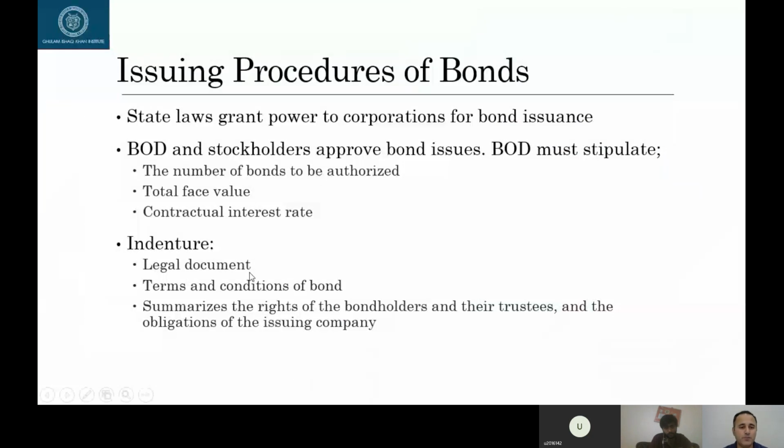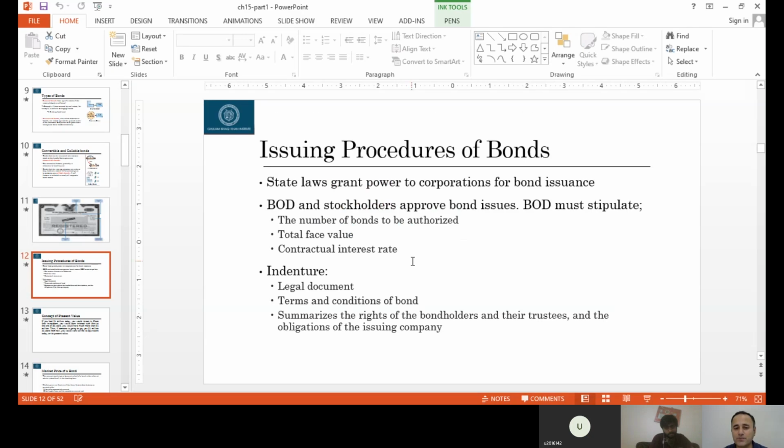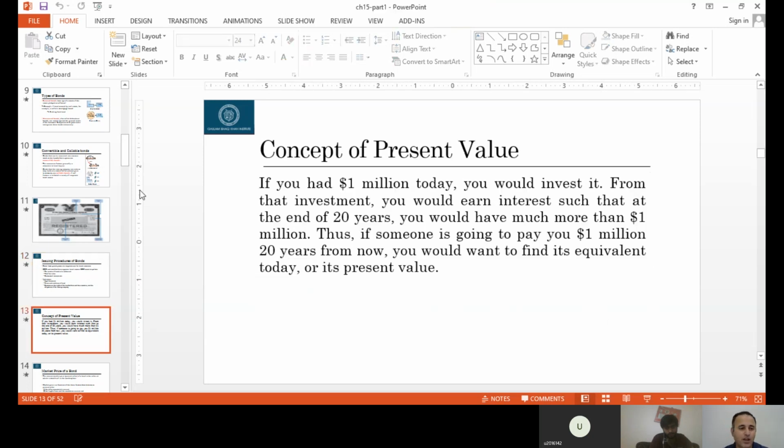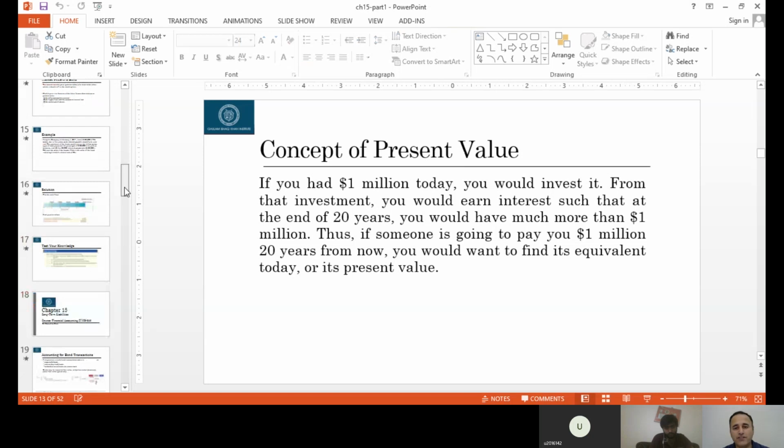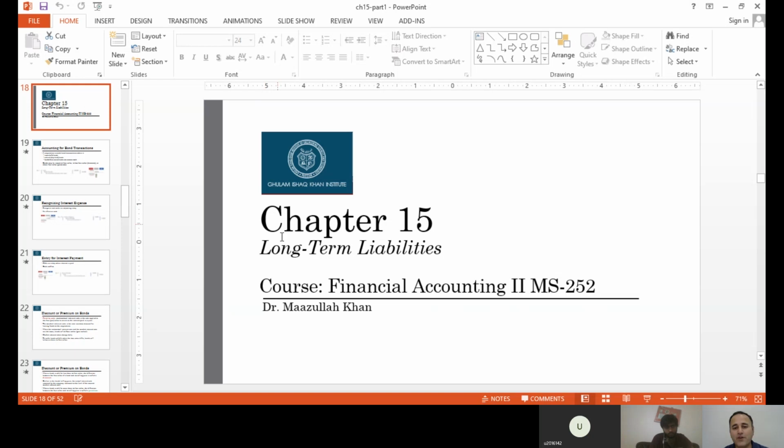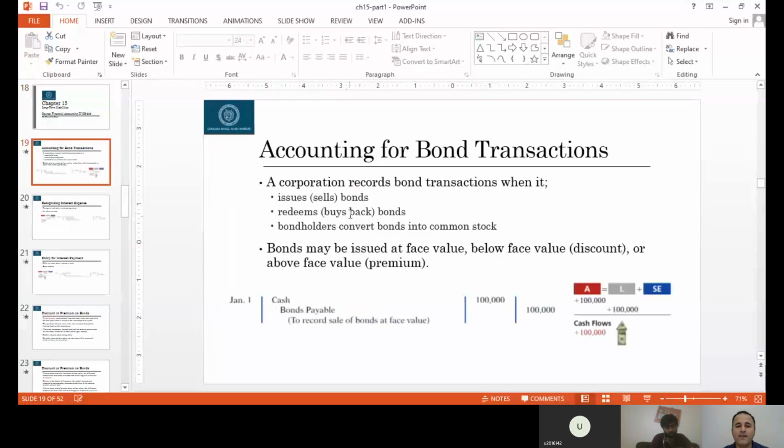And we also covered the procedure, how those bonds are issued. The legal document that contains all the terms and conditions is called an indenture. So we covered different features of the bond. Today, we will cover its accounting. If a company sells its bond, how do they account for it?